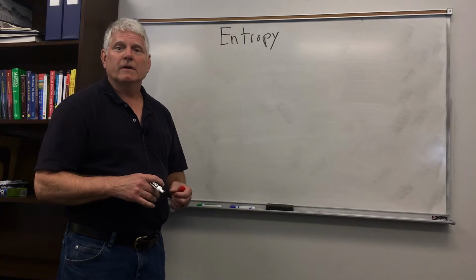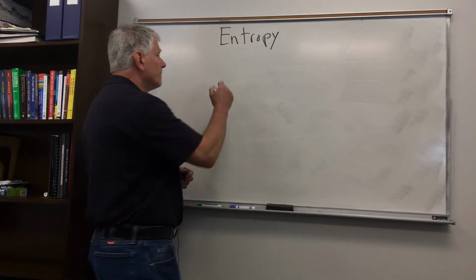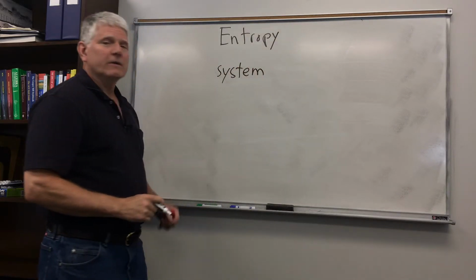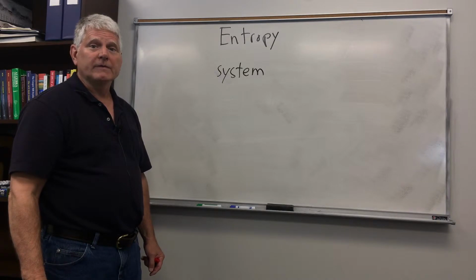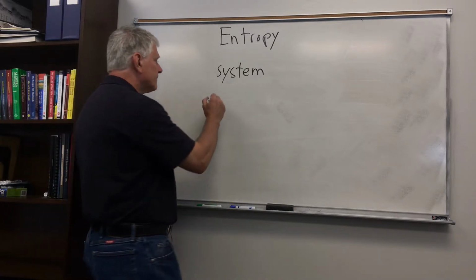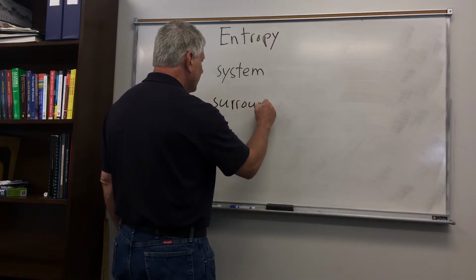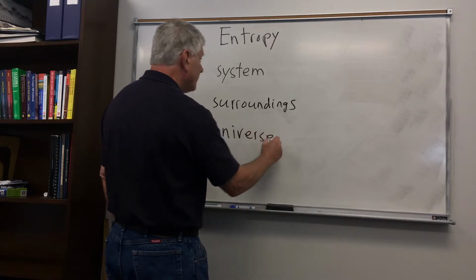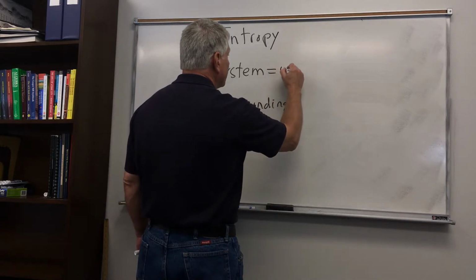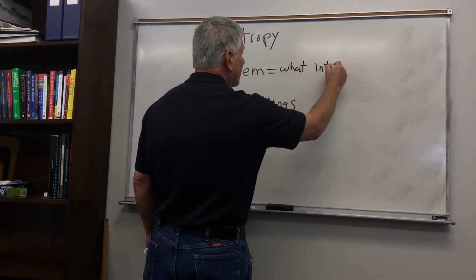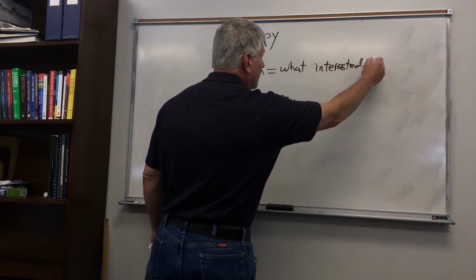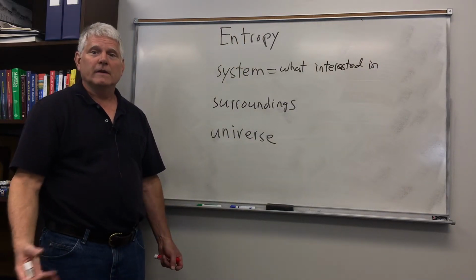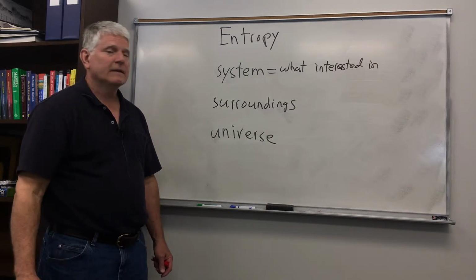So let's consider the simplest type of system. In order to understand this, we need to do a couple of definitions that you might have seen in the first semester. The system, the surroundings, and the universe. The system is what we're interested in. It could be a chemical reaction, it could be a heat engine, a car engine, or a jet engine. It could be a steam turbine. Whatever we're interested in is the system.